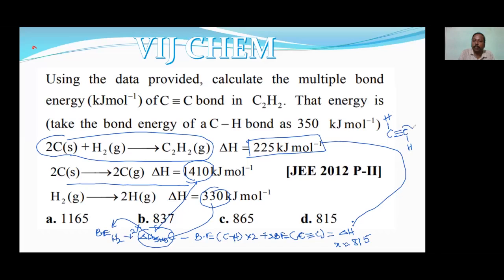Now, this is the bond energy, and this is another bond energy. So, single bond and single bond. Two single bonds and one bond energy of the triple bond. So, all are known. Only this bond energy is not known. If I consider this as X and simplify, I will get 815. What will be the answer? The answer will be 815. Note down this. Then we will go to the next question.